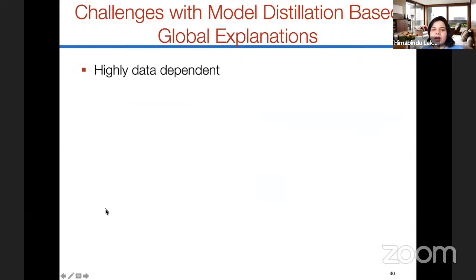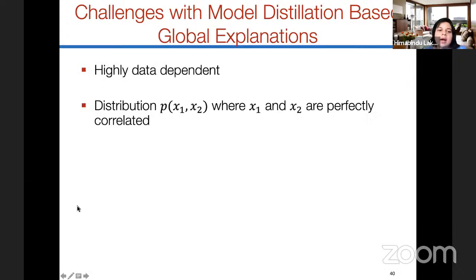One of the challenges with this kind of approach is that they can be highly data independent, right? What I mean by that is, let's say there is some distribution P of x1 comma x2 where x1 and x2 are perfectly correlated, and then there is a black box which is basically saying that the prediction should be 1 if x1 is greater than or equal to 0, otherwise the prediction should be 0, right?